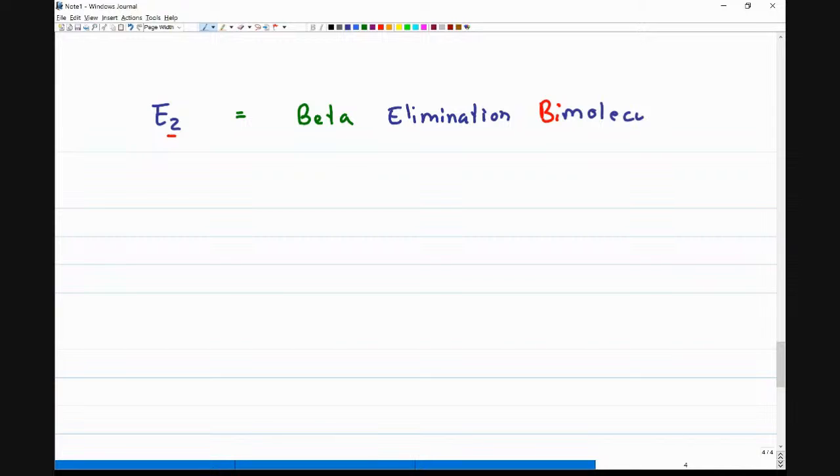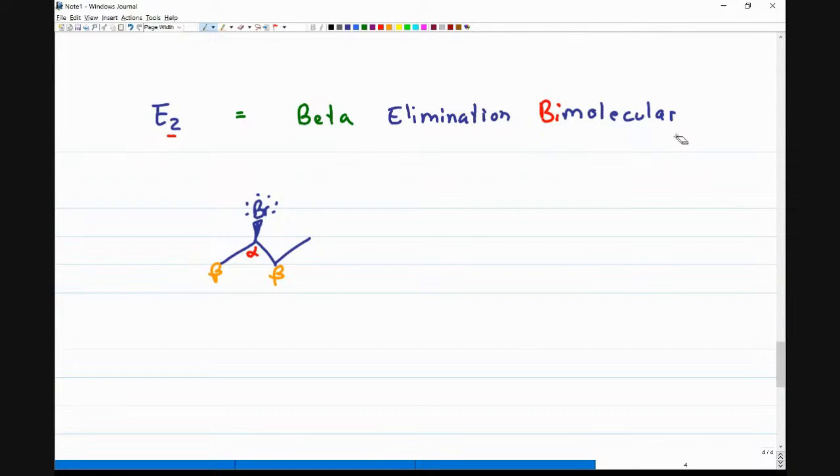So let's break it down and understand what is going on here. First, what is beta? Beta is the second carbon over. So if we start with a molecule that looks like the one we had before, with the bromine, we already said that the carbon holding the leaving group is the alpha carbon. The carbon next to it after alpha comes beta, and so in either direction, even if they're different, that next carbon is called the beta carbon. Beta elimination means that we take something off the beta carbon.